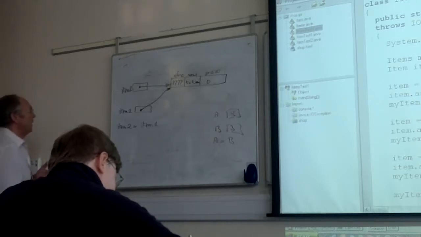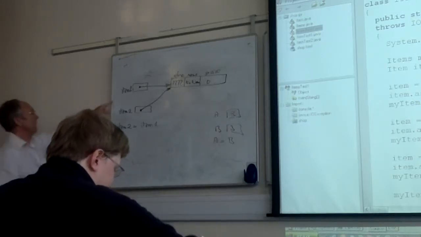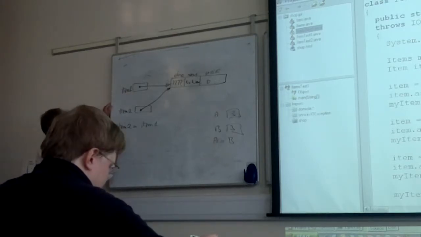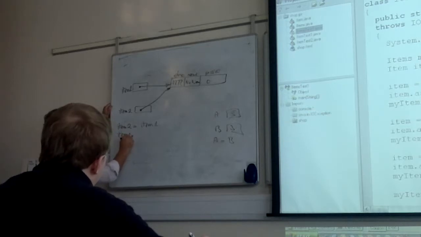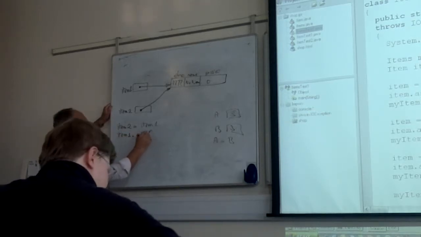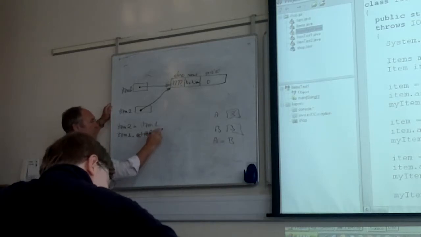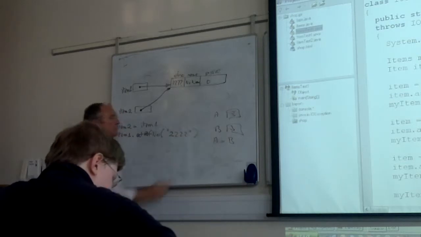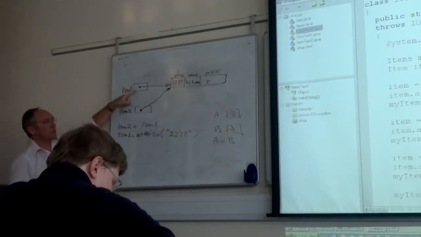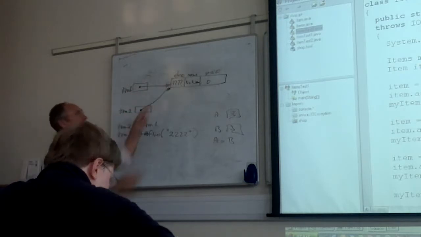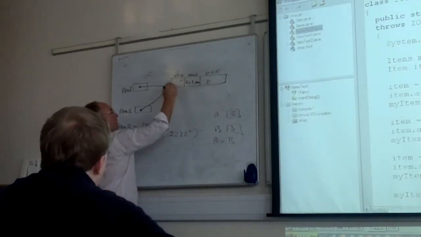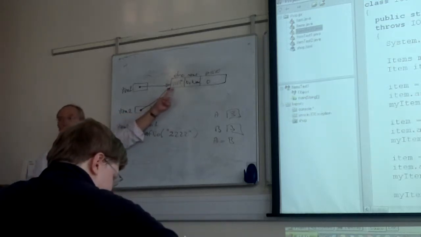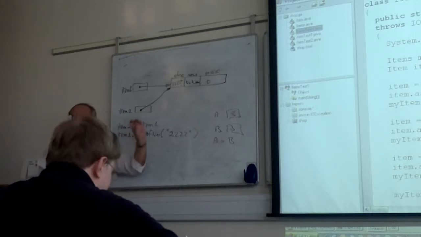If later on I was to change item 1, for example, I said item 1 dot set reference number to 2222, then item 1's reference number would get changed to 2222, and item 2's reference number is also changed because they're both pointing at the same object.